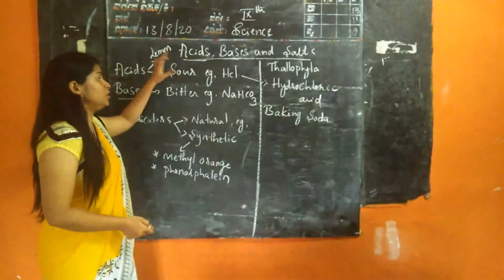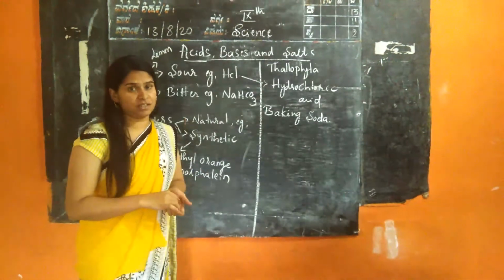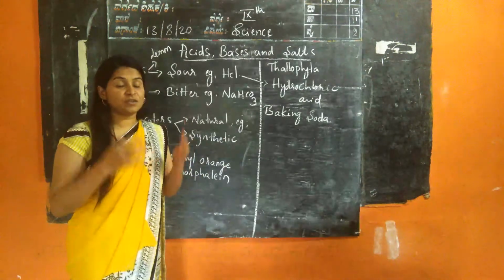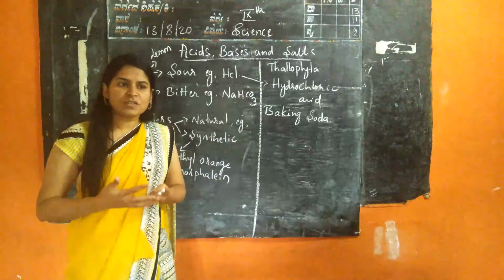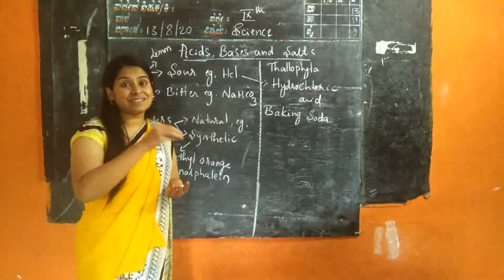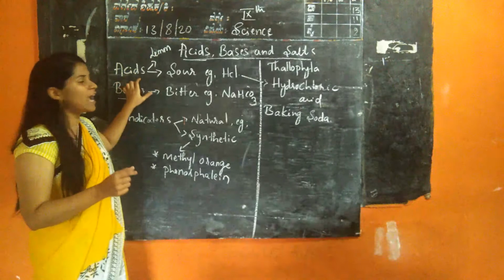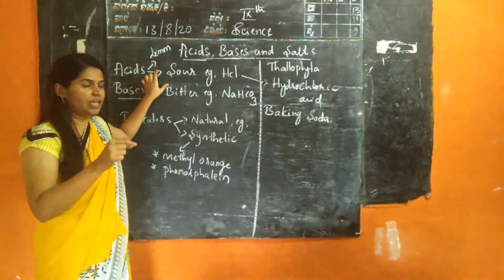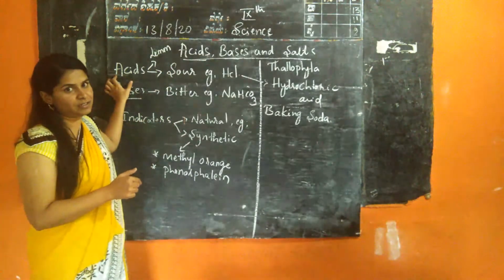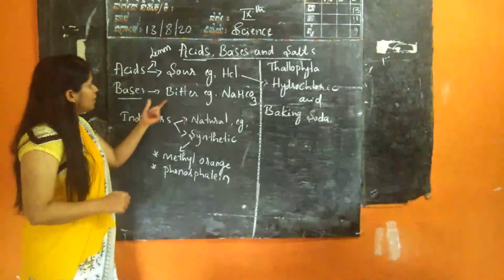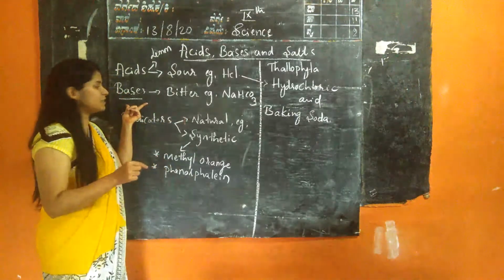In your everyday life you are using so many different kinds of food material. While eating, you taste it and feel it is a bitter taste, a sweet taste or a sour taste. So what does it contain? If the food item has a sour taste, that means we should know it is an acid. Then if your food material has a bitter taste, it contains a base.